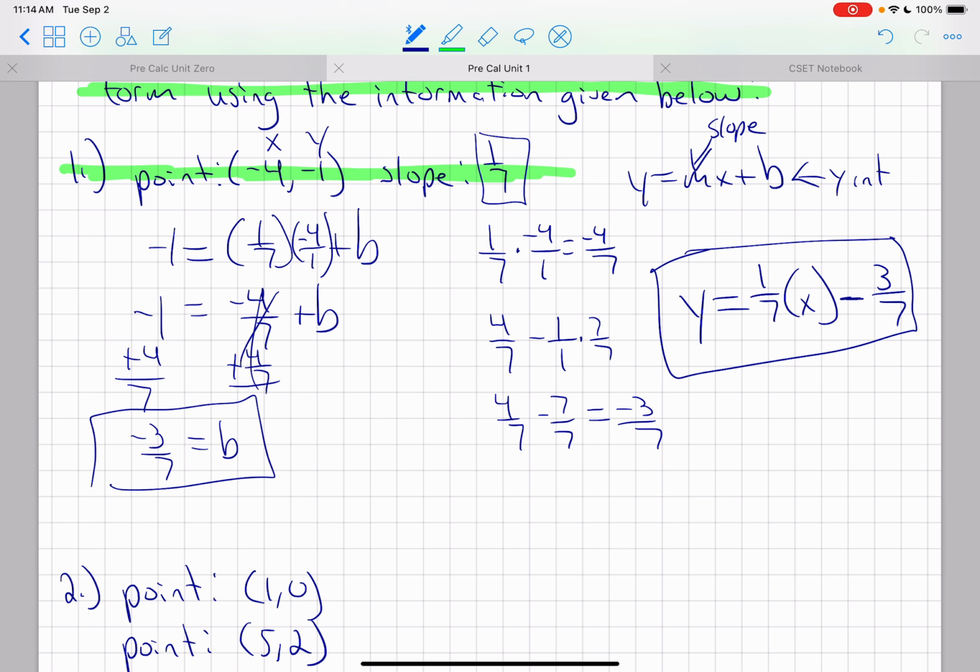And now, let's say you did some kind of decimal. So if you had -3/7, you could have also called that whatever 3 divided by 7. If you got something like y equals 1/7x minus 0.428-ish, something right around there, you're fine, because that's just 3/7 as a decimal.